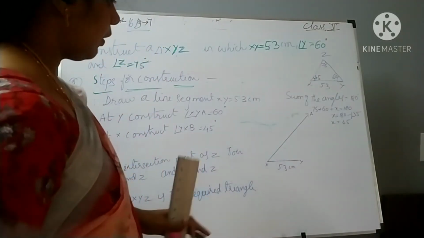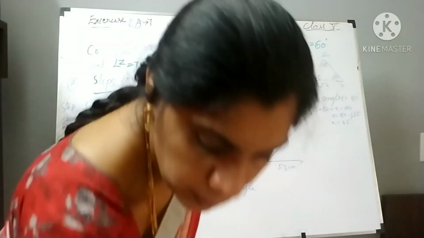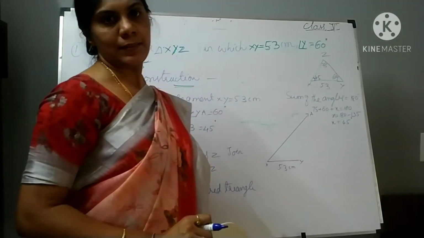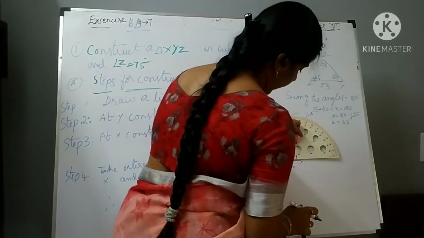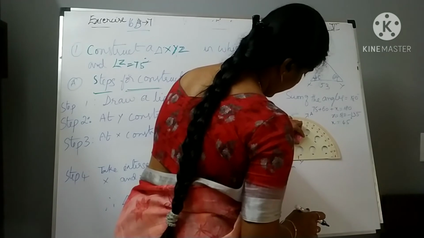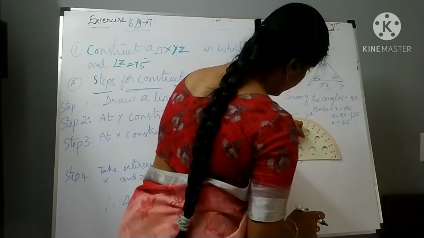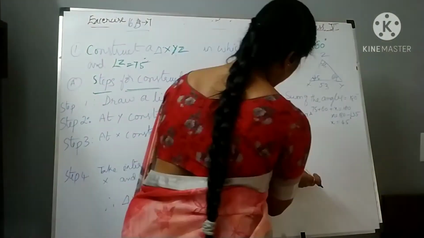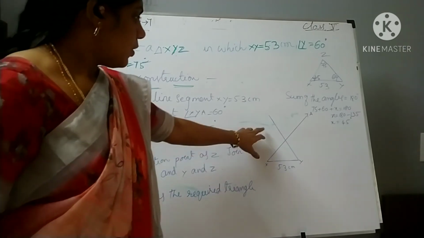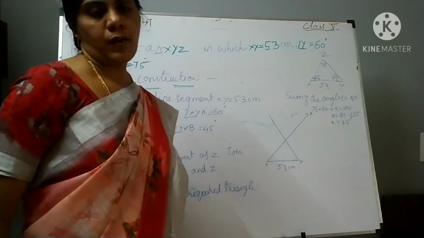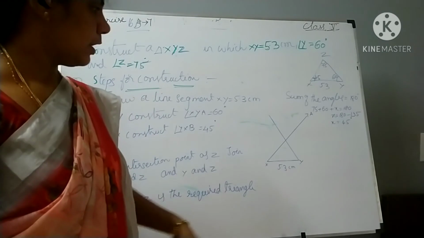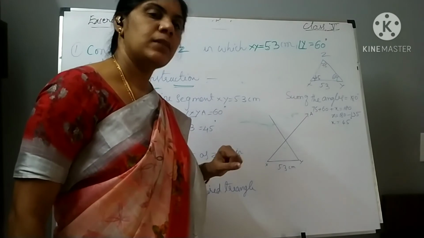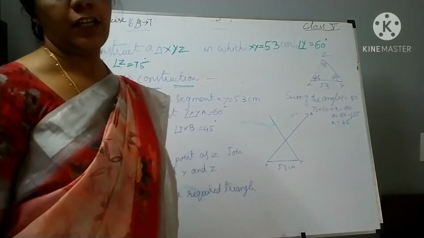Now again place the protractor at point Y and measure angle 60. Now see, again I am placing this protractor here at Y. Now I am measuring 60 degrees. Now mark these points. This is the way. Next. So we have pointed here and drawn lines like this. Now what happened? These two lines intersected at one point, right? So what is that point? That point is your Z, the intersection point.